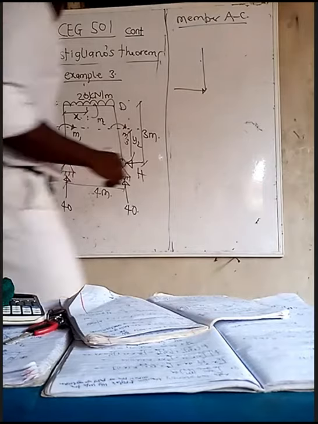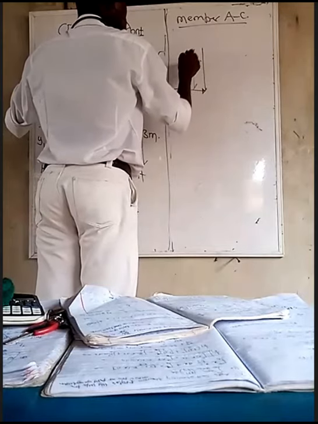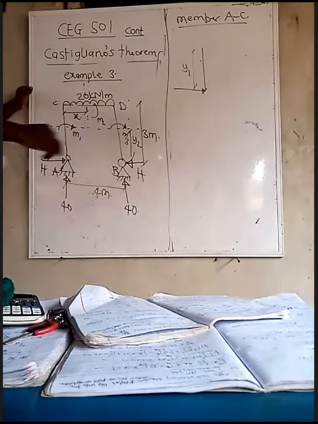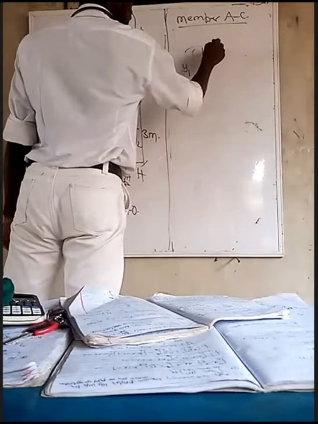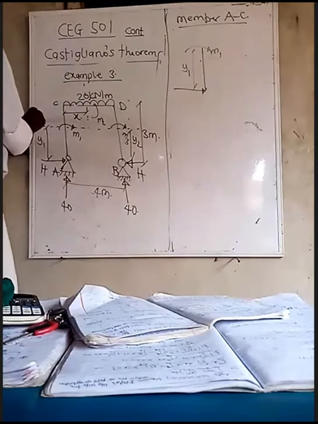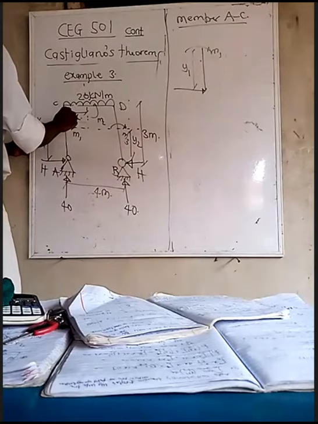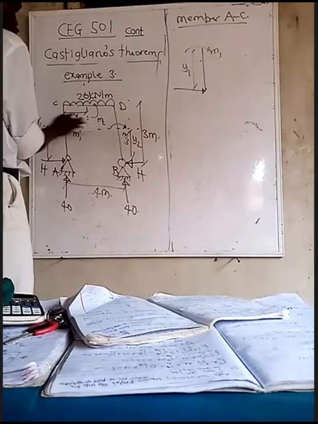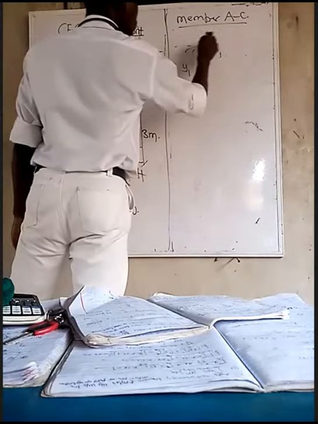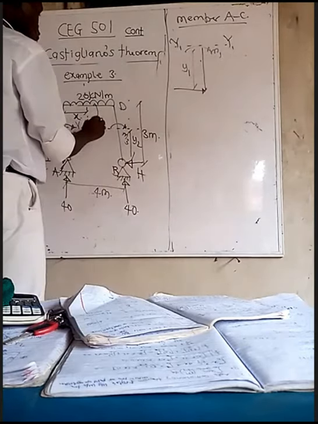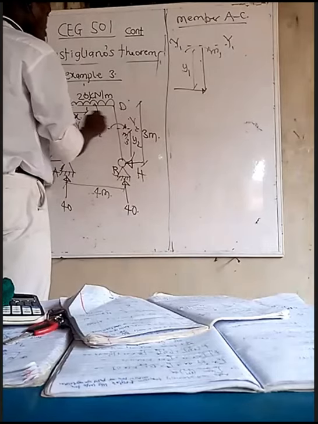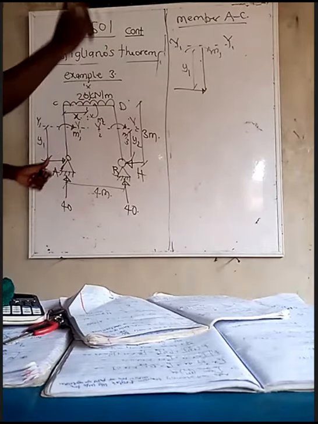So let's move on. From here to here will be Y1. Remember AC. So let's find the moment. Let's say this is Y1, as in section Y1, Y1. Then this is section Y2, Y2. And this is section XX. So let's take it like that.